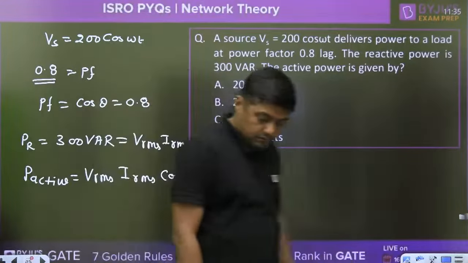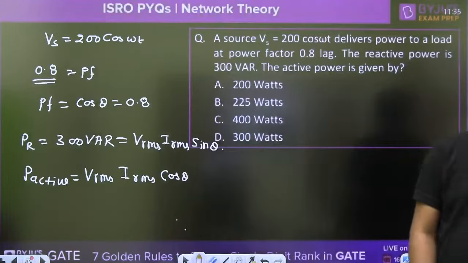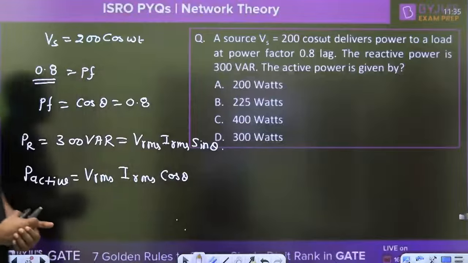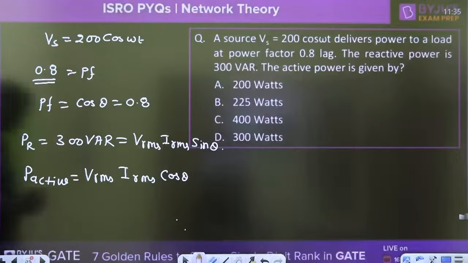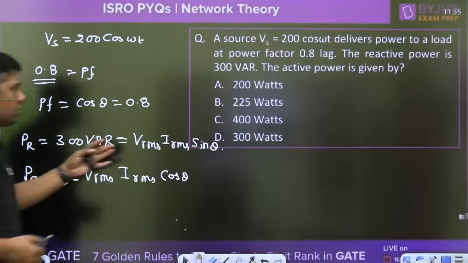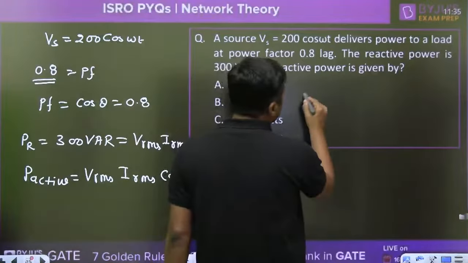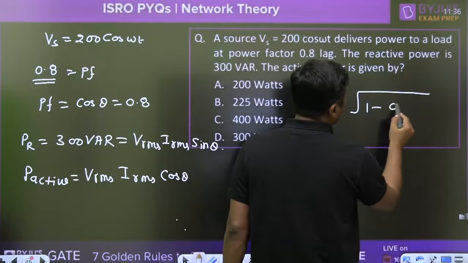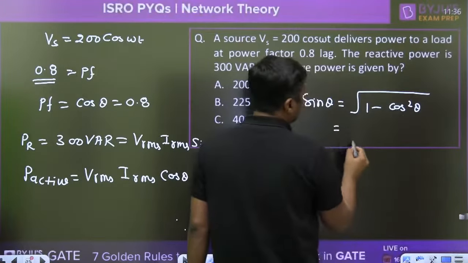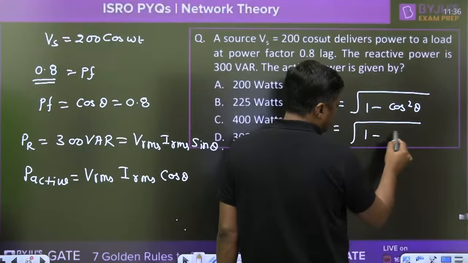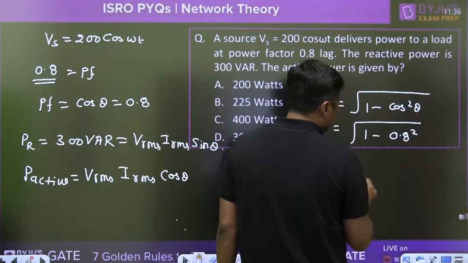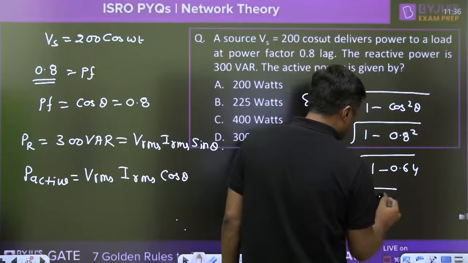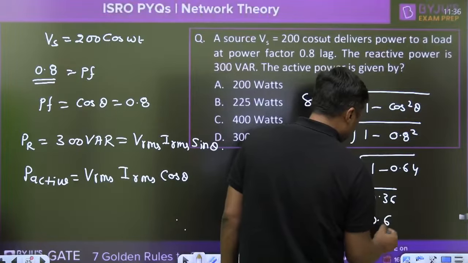Okay. This is a very simple question, guys. Tell me what is the answer for this particular question? Yes, please. Or some students want to get the sin theta. Then remember, sin theta is nothing but root over 1 minus cos square theta. Root over 1 minus 0.8 square, 1 minus 0.64, root over 0.36. That is nothing but 0.6.